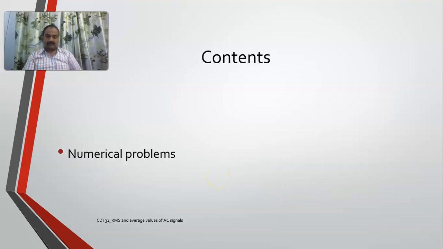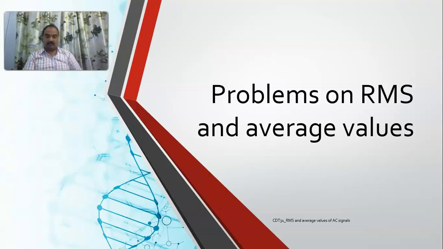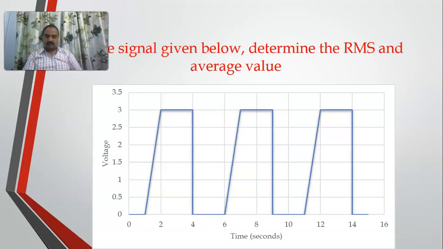So I'll start with the numerical problem on a trapezoid. Now if you carefully see, here is a signal which is taking a weird shape, right? It is not just like our conventional signal. So if you carefully see the signal, it has so many parts, and you are supposed to determine the RMS and average value of this particular signal.